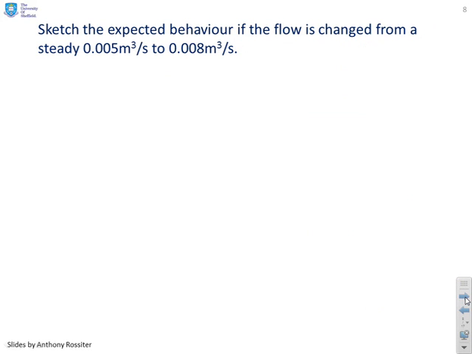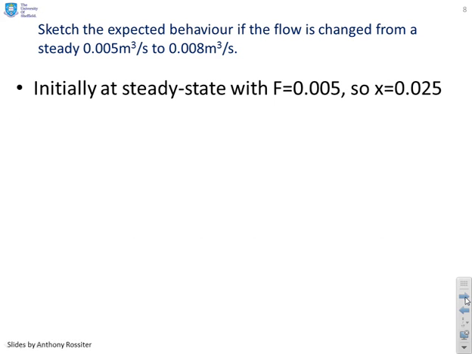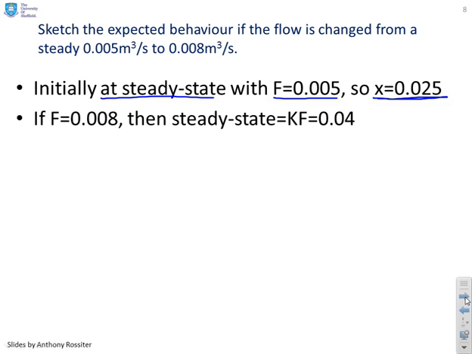Next part of the question then. Sketch the expected behaviour if the flow is changed from a steady 0.005 to 0.008. So again, let's write down the things we know carefully before we try to start. Initially, we are at steady state. We've got f equals 0.005, so we know what x is. We had that on the original figure. X is 0.025, so that's where we start. Where do we finish? Well, if f equals 0.008, then the new steady state, given by kf, must be 0.04. So I've got a start point and an end point.